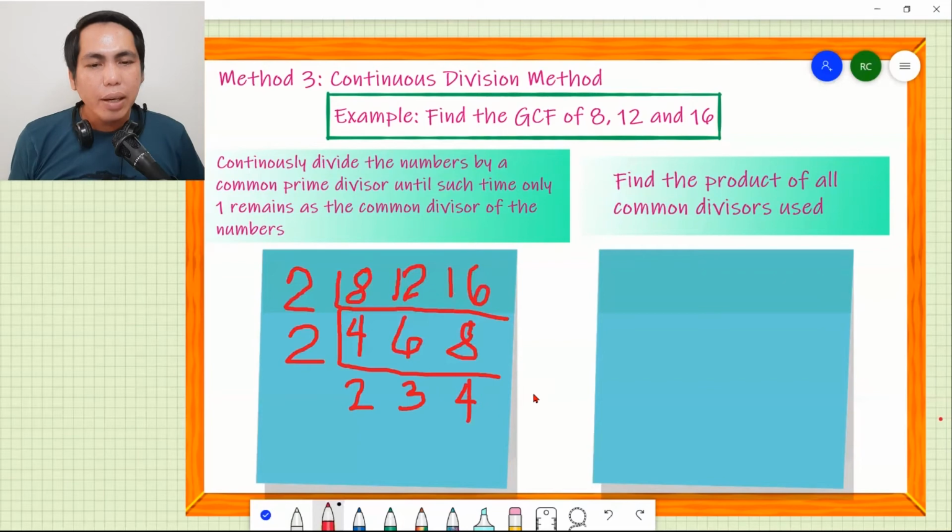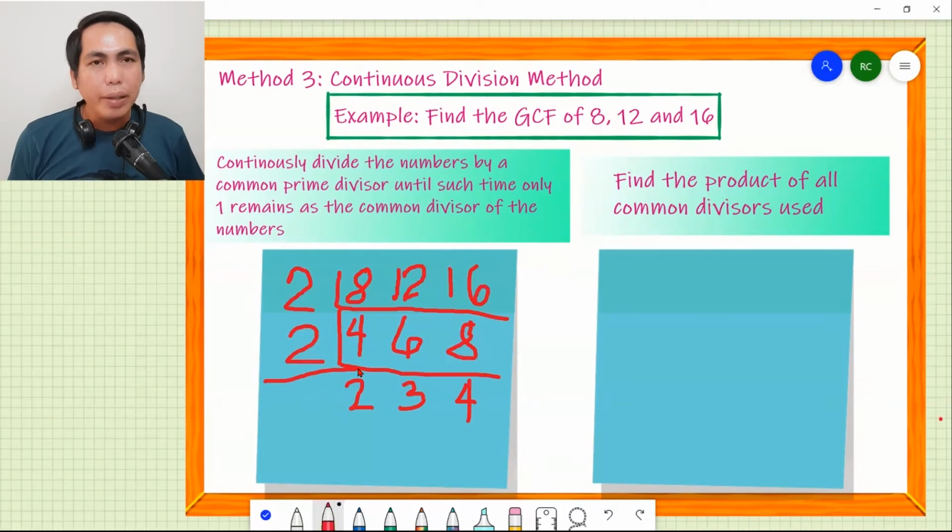Now let us take a look at our new numbers, 2, 3, and 4. We cannot find anymore a common prime divisor for 2, 3, and 4 except 1. So meaning to say we have to stop.